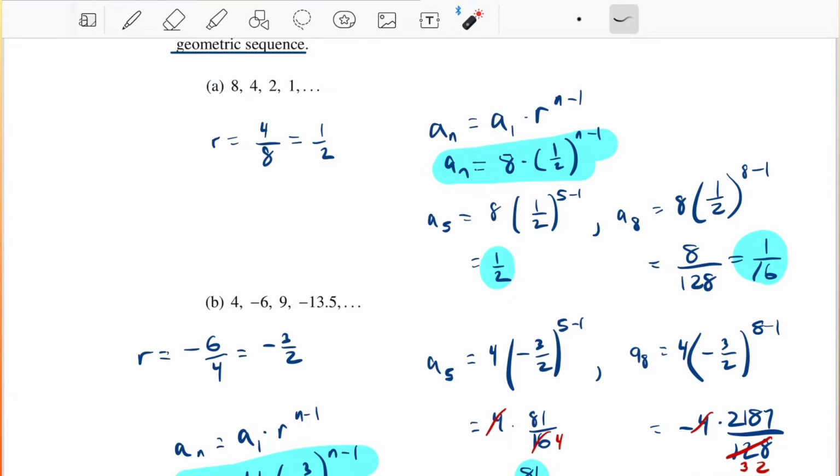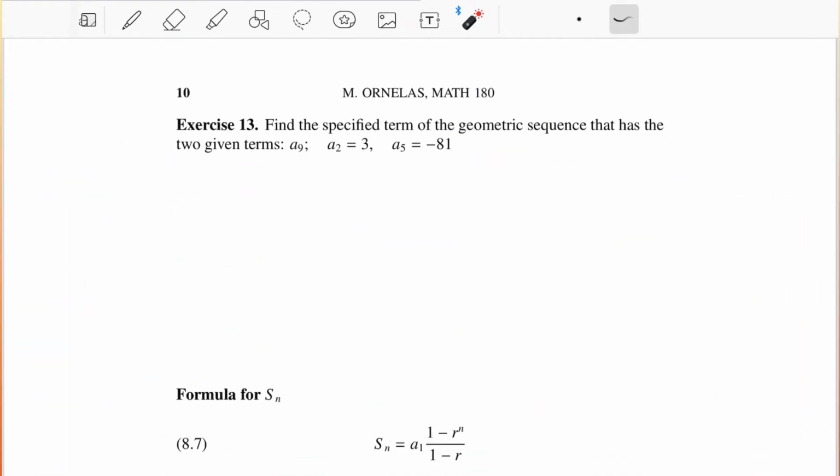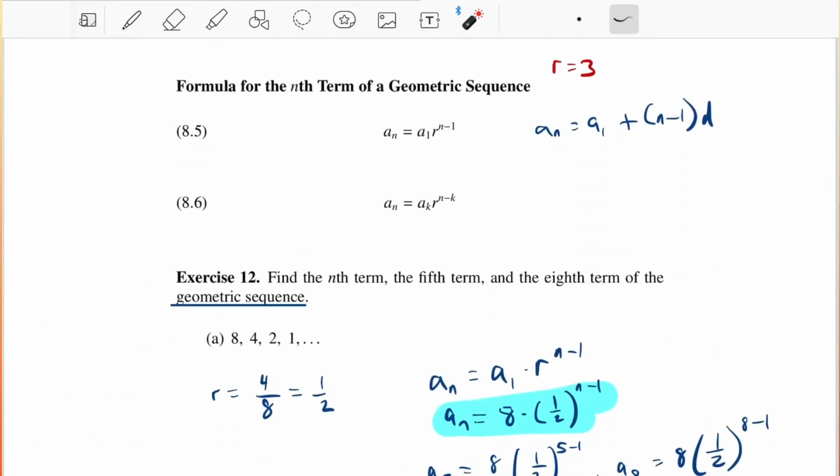All right, now they're asking us to find a specified term of the geometric sequence. So they're telling us it's geometric, so we're allowed to use the formulas with the two given terms. So unfortunately, these terms are not back to back. This is the second term, this is the fifth term, so we're unable to find the common ratio by dividing. So what we can do though is use this formula. I'm going to copy and paste and bring it on over.